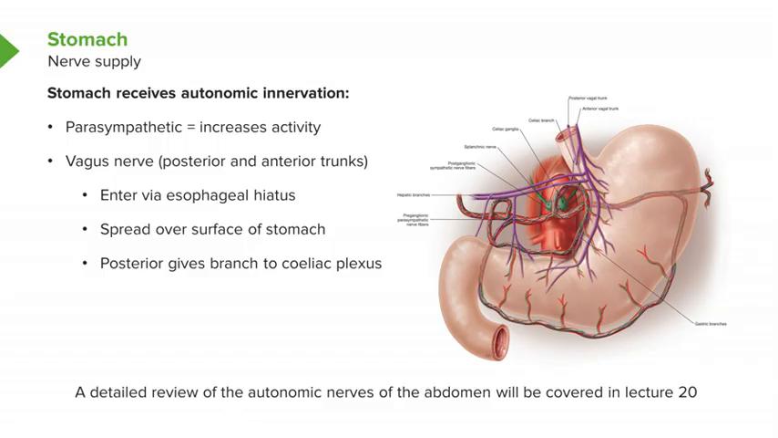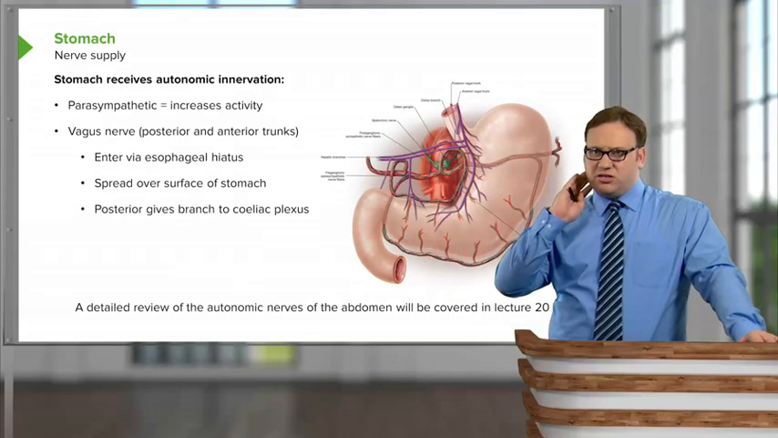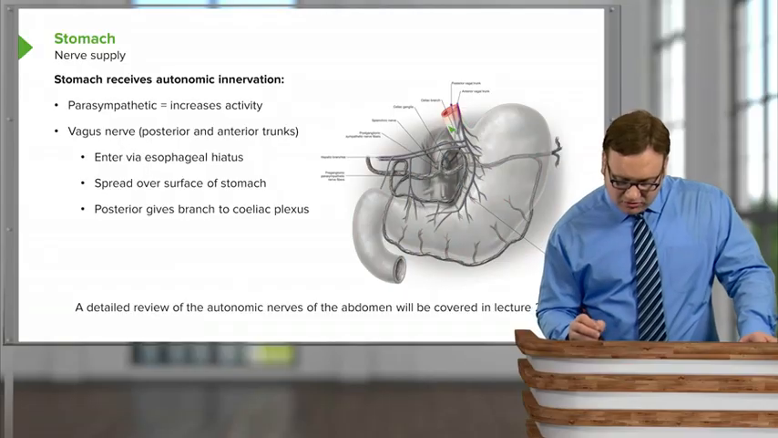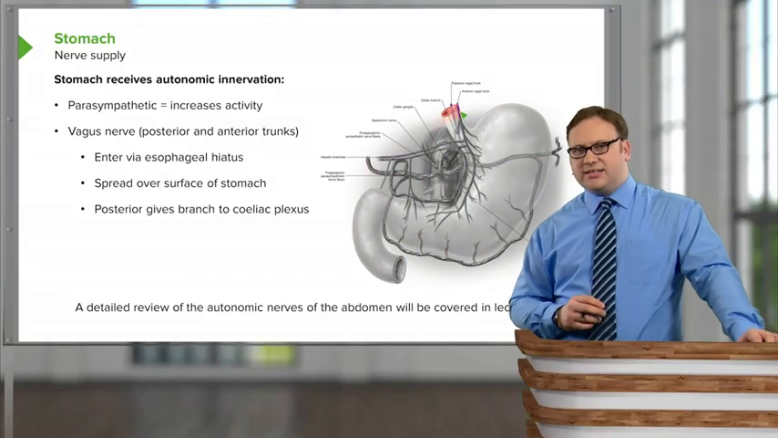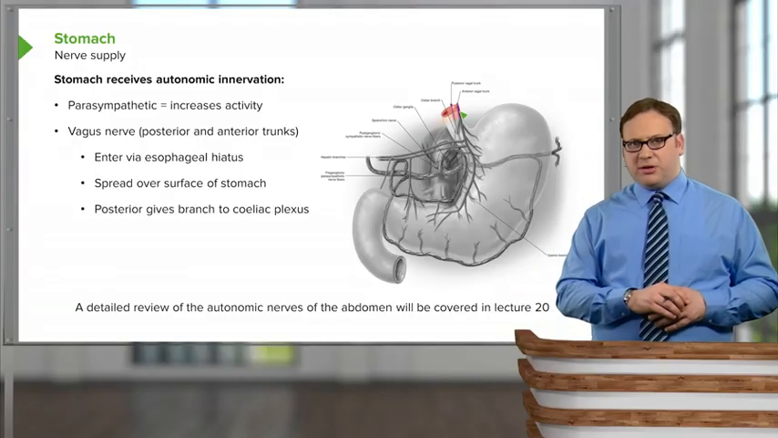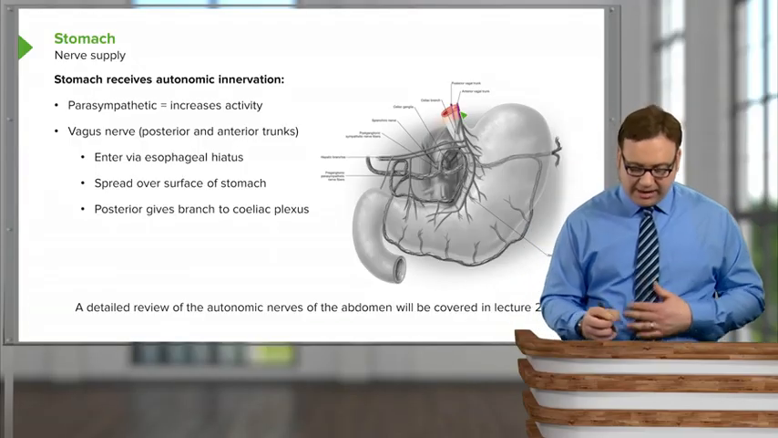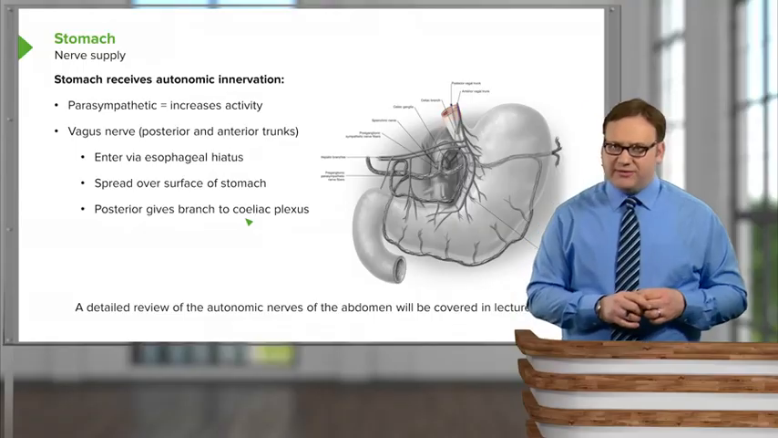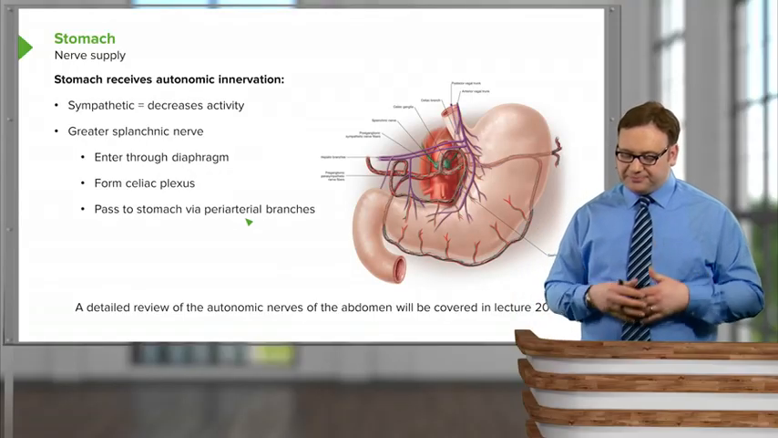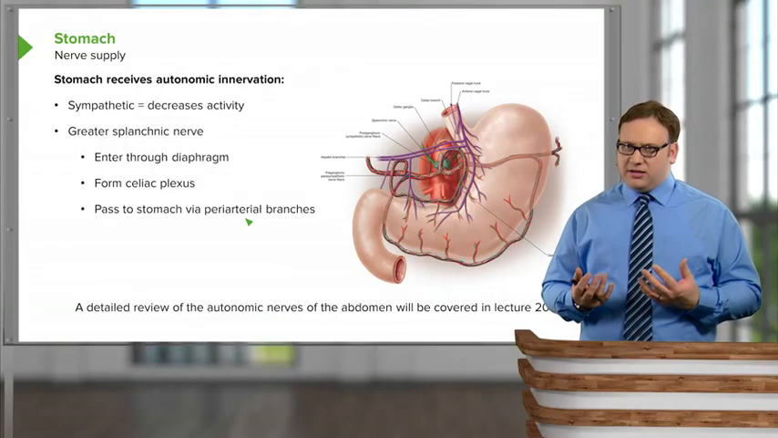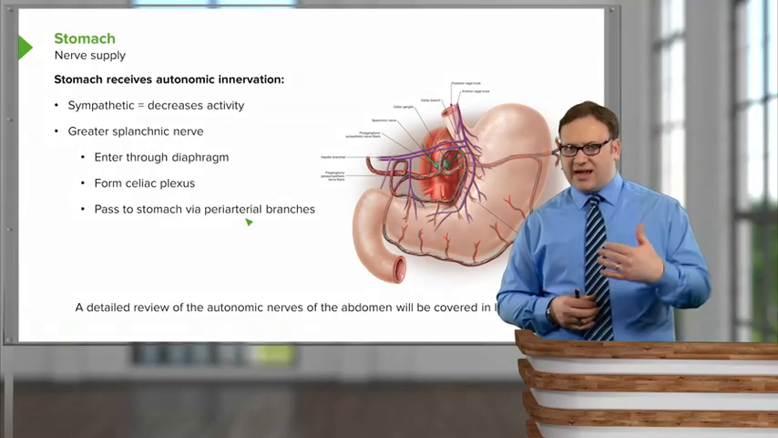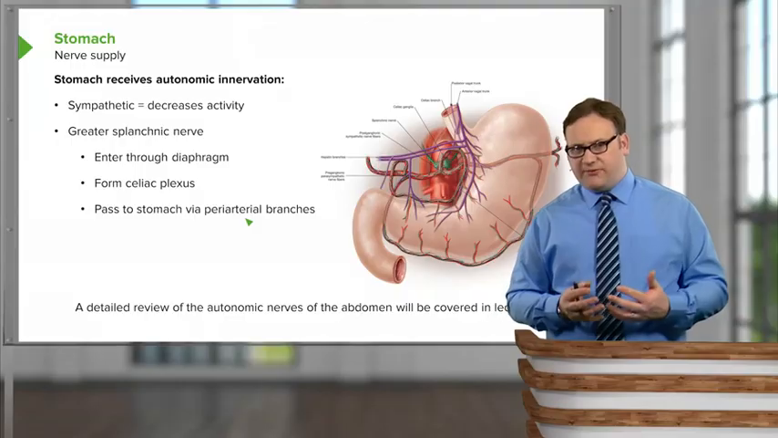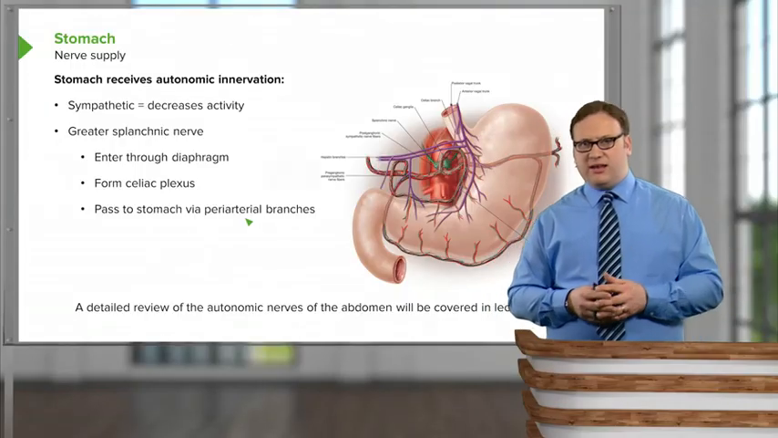The vagus nerve starts high up in the neck at the base of the brain from a region called the medulla, and it passes down the thorax, enters the abdomen via the esophageal hiatus, and then it spreads over the surface of the stomach. It also gives branches to what's known as the celiac plexus, and we'll cover that in a later class because that controls other parts of the abdominal viscera. So this vagus nerve controls the activity of the stomach, and it really increases the activity. Once you've had dinner, you go and sit down in the lounge and do any kind of activity. The digestion of the food is controlled by the parasympathetic via the vagus nerve.